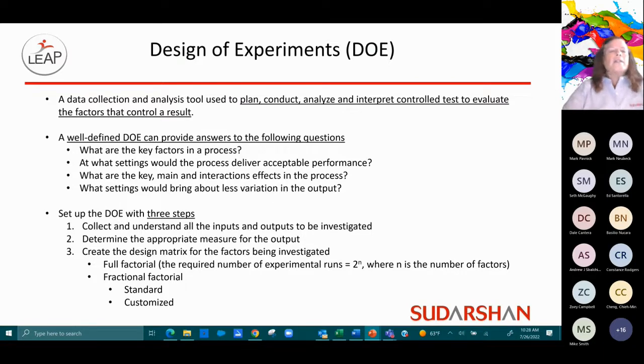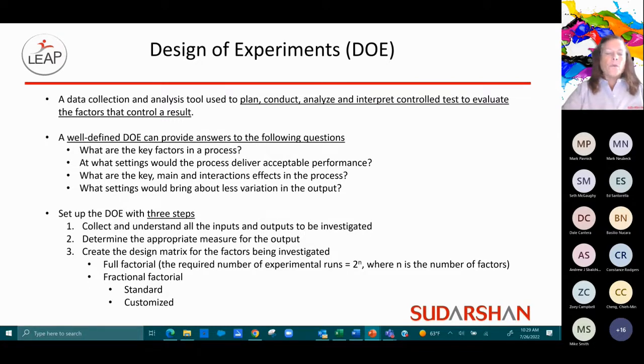And then lastly, designing the actual matrix that's going to be used. You've probably heard the term full factorial, where you're looking at every possible experiment design that you can run. And if you're using a 2-level experiment system, then the number of runs that you would require would be 2 to the nth, where n is the number of factors that you are taking a look at.